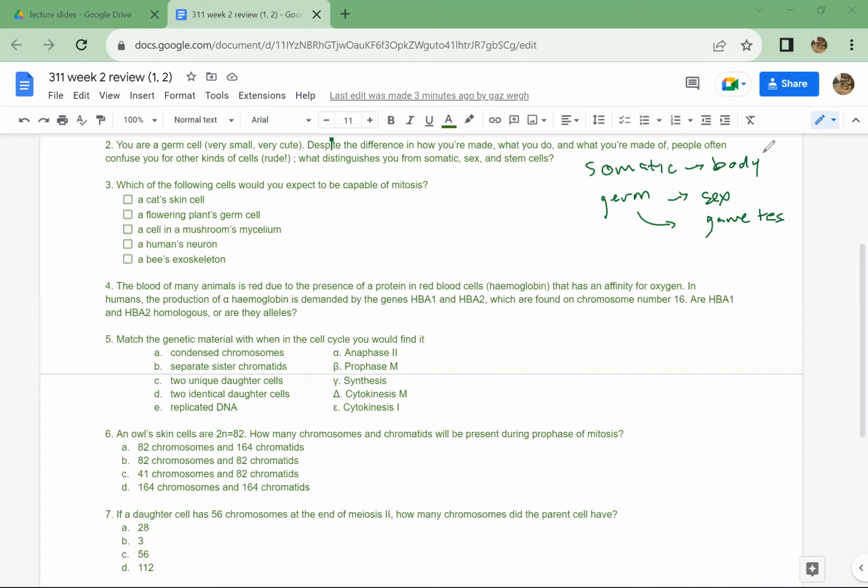So what about stem cells? Stem cells are just, well, they're special, and they're kind of a mystery. Somatic cells are somatic because the genes that were given to the cell in order to grow it, to build it, determined it to be that kind of cell.